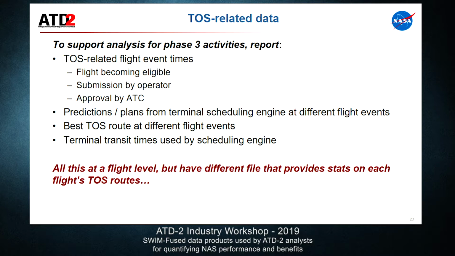We have the notion of what's the best TOS route, based on the data that we have and the assumptions that we've made in the system. We think this would be the best route for that flight to take, and we can track that at different flight events, and then you can compare that to what the airlines actually did, and see how our logic compares or how good we think their decision-making process is on that.